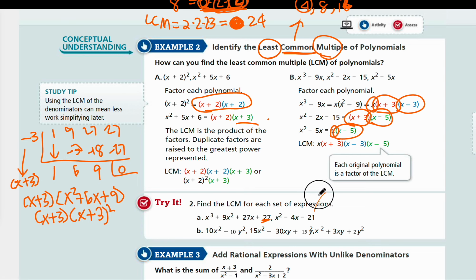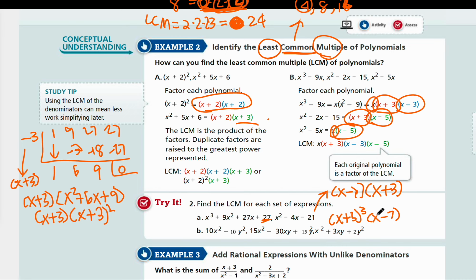And then if you factor this out, you have x minus 7 times x plus 3. And we have a common factor, but x plus 3 is repeated 3 times, so you want to multiply x plus 3 cubed times your other factor, x minus 7. So that's part A. Let's look at part B.